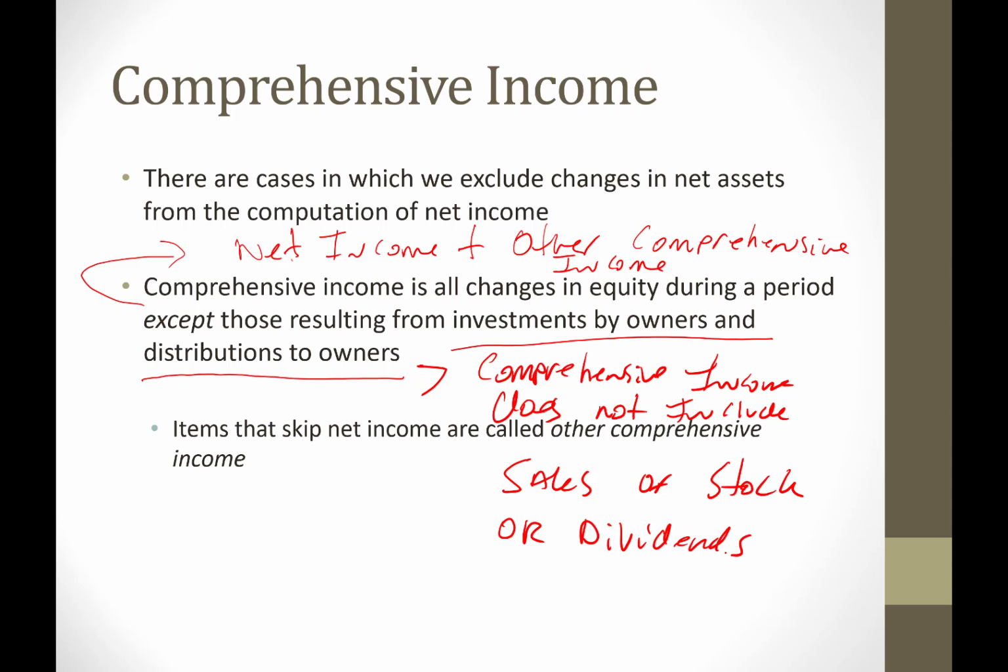Okay? So let's think about this. If I sell stock, what's the journal entry? Assuming I sell the stock at par, say I sell $10,000 of stock at par. Journal entry: debit cash for $10,000, credit common stock for $10,000. Did stockholders' equity change?